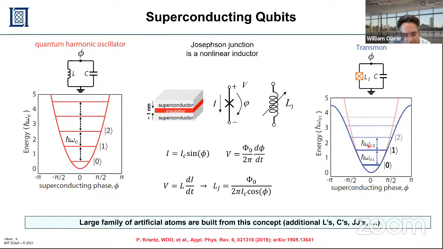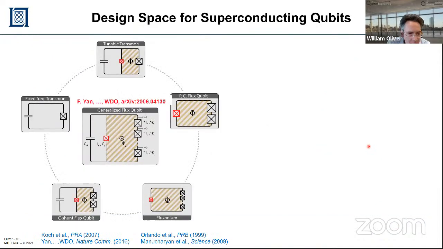So there's a large family of artificial atoms, if you want to think of it this way, that are built from this concept. And we make them by adding inductors, capacitors, JJs, but it all boils down to this concept. So here's the one I just talked about, called a fixed frequency transmon, but I've illustrated here a number of different, I guess, innovations that have been made over the years, and they can all be generalized in terms of what we might call a generalized flux qubit.